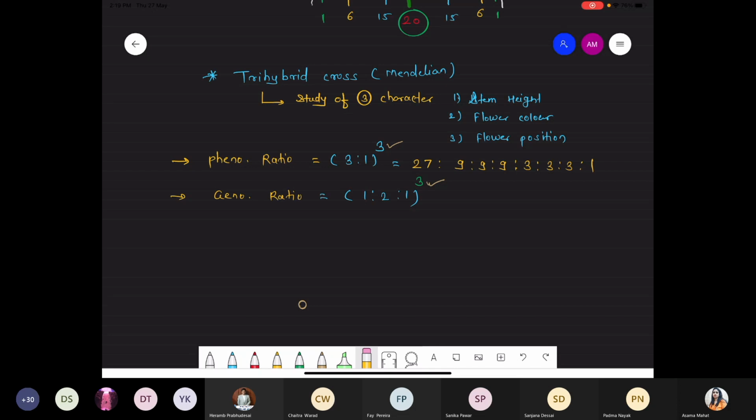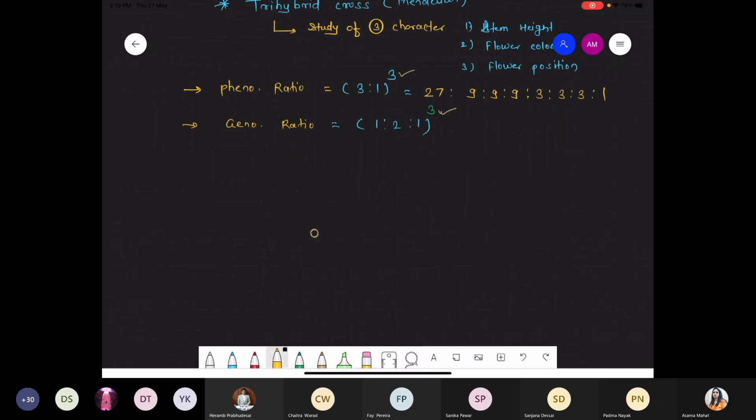So please write down one homework. You have to find out, okay, it's a homework for you. Find out the phenotypic ratio for kernel color in wheat. Find out phenotypic ratio in kernel color of wheat.